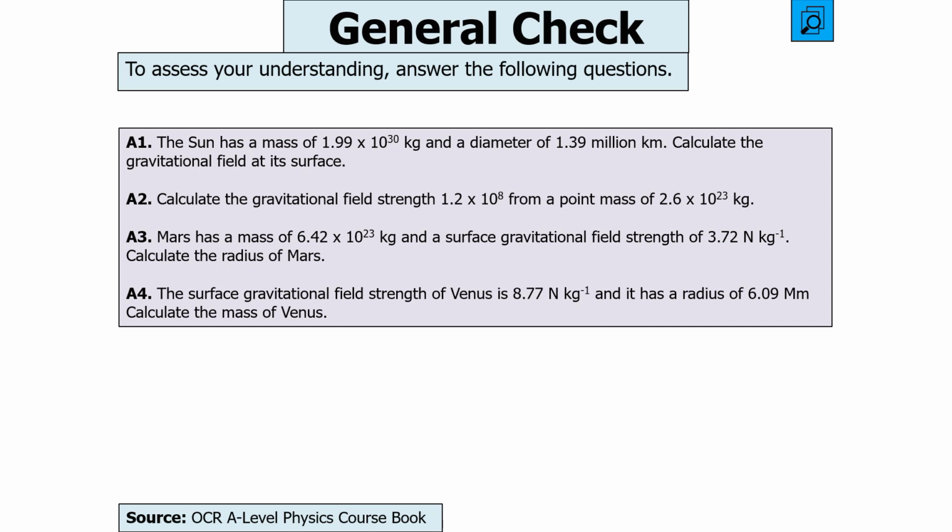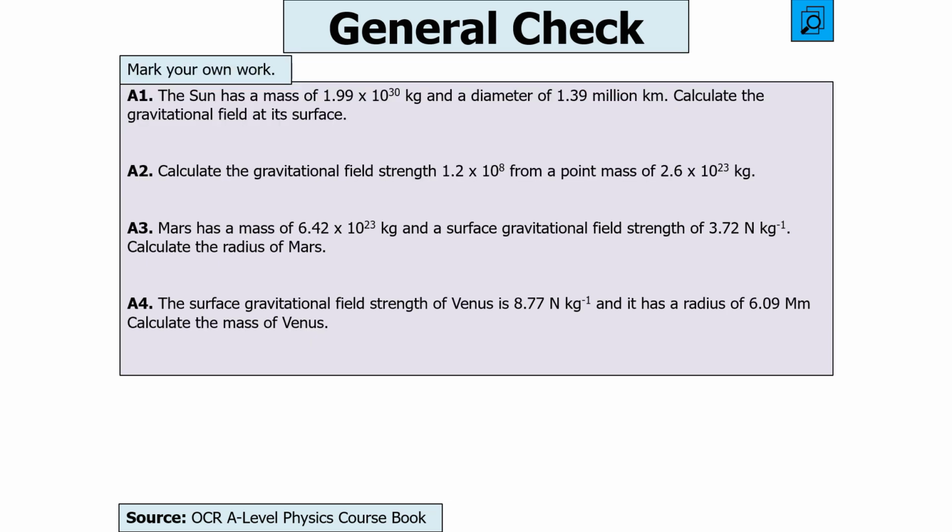Then Mars has a mass of 6.42 times 10 to the 23 kilograms and a surface gravitational field strength of 3.72 newtons per kilogram. Calculate the radius of Mars. Then the surface gravitational field strength of Venus is 8.77 newtons per kilogram and it has a radius of 6.09 megameters. Calculate the mass of Venus. So pause the video now and then unpause the video when you want to go through your answer.